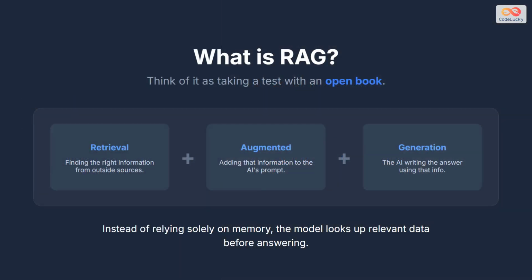This is where RAG comes in. Think of a standard AI model as a student taking a test from memory. RAG is like letting that student take the test with an open book. It combines 3 steps. First, retrieval, finding the right information. Second, augmentation, adding that info to the context. And third, generation, writing the answer. It is about looking up the facts before speaking.